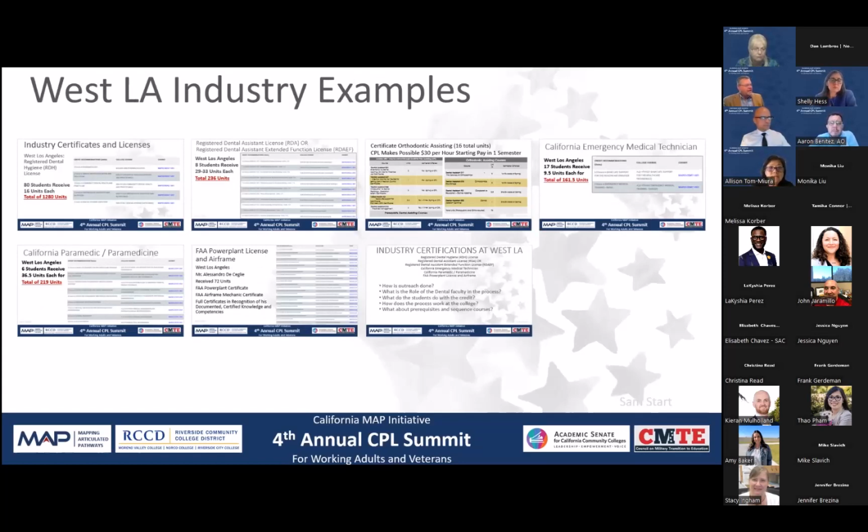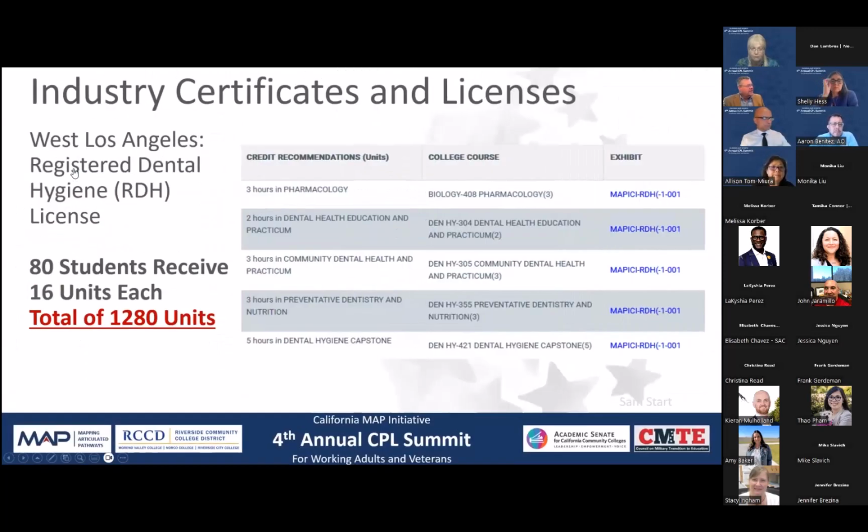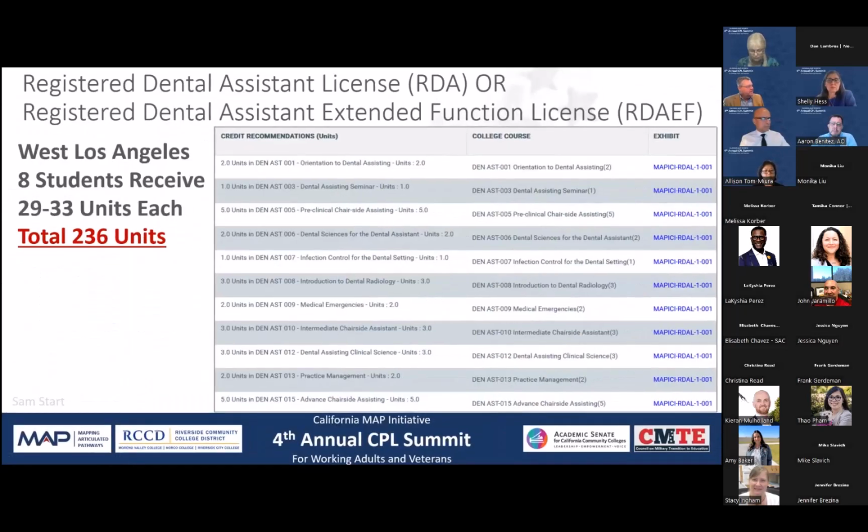Okay, as I mentioned, we have a lineup of other examples. Let's take a look at industry certifications, certificates, and licenses. This is the registered dental hygiene license: 80 students received 16 units each, for a total of 1,280 units, and on the right is the crosswalk. We're going to talk about these as a package. Here is the crosswalk of 5 courses, and here is the dental assisting license, the dental assist extended function license.